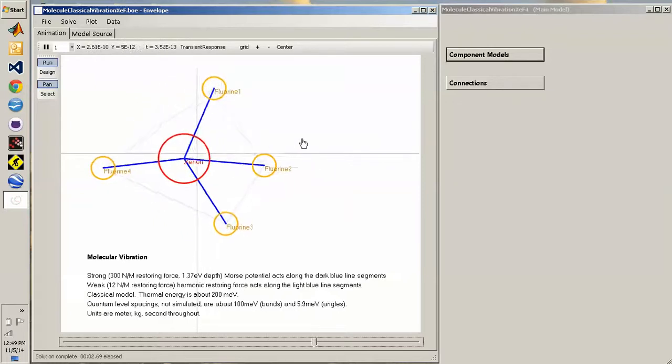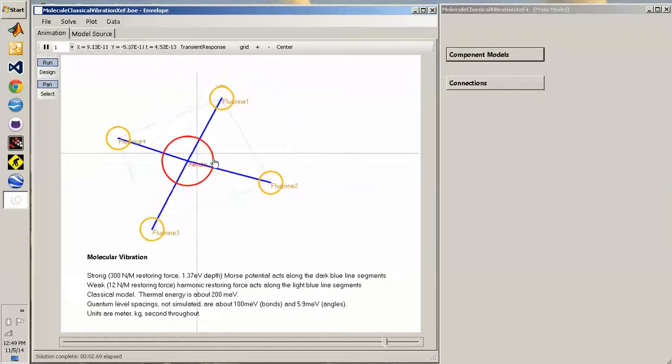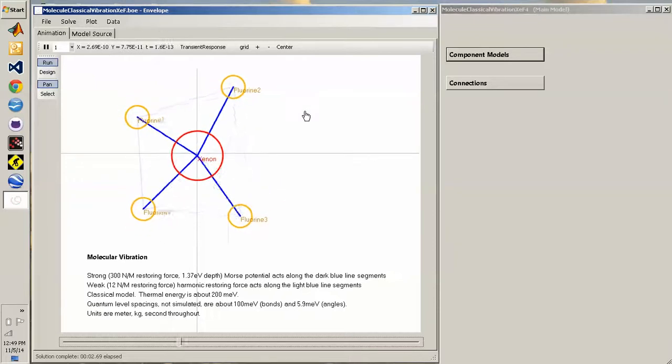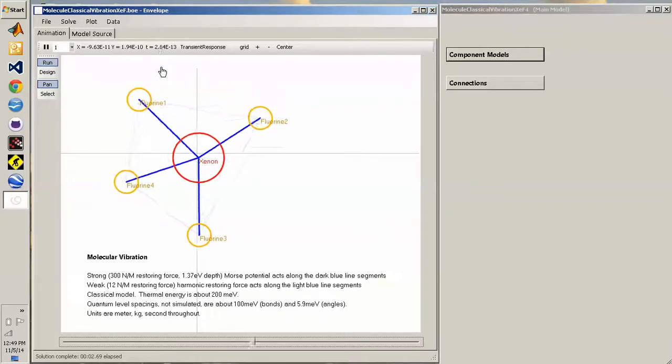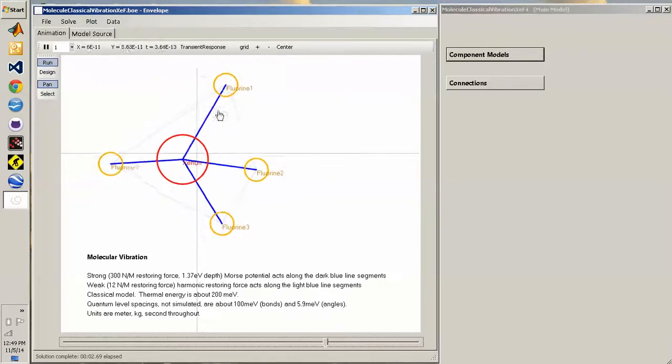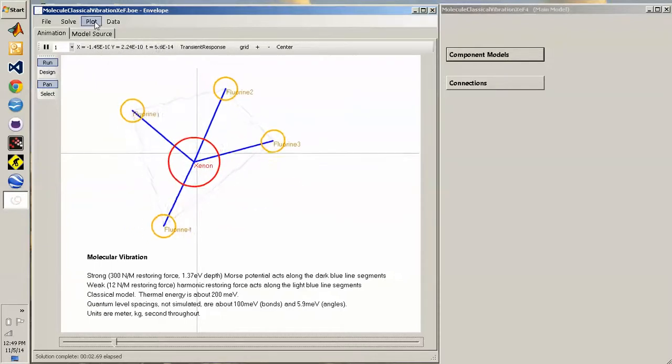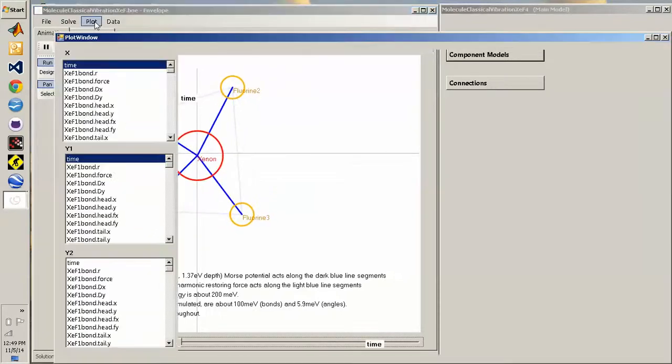I've chosen a temperature here where several quantum levels are populated, so that you can use a classical model and get some kind of meaningful results. Let's look at some plots. This is all to scale, so all of the physical variables have meaningful values.